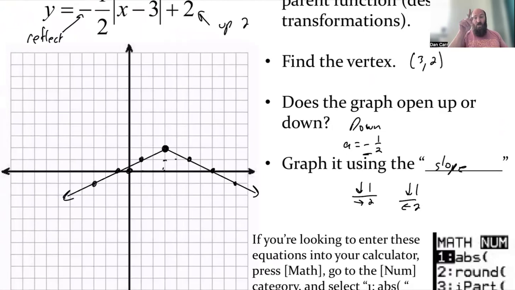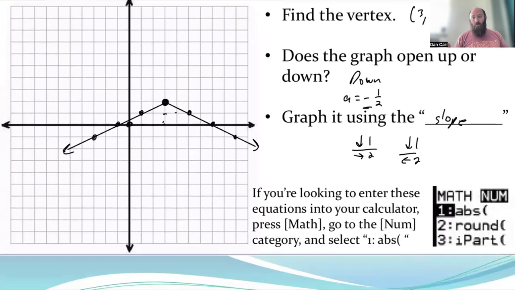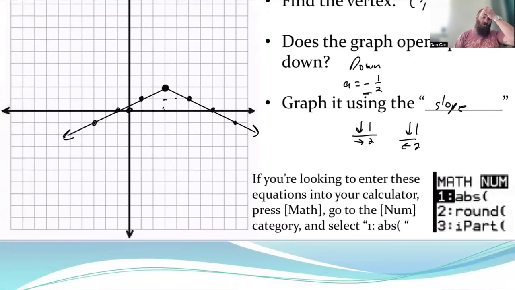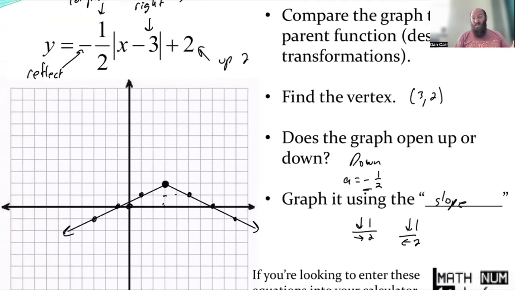Find that vertex, apply this stretch or compression as a slope. Don't forget, you can also graph these in your TI-84s if you wanted to, not just Desmos. So it was a little bit easier. If you're looking to enter those, you're going to use your math, go to the number, and option 1 is the absolute value part. So you can always go to Y1 and do the graph and type it in just like this.